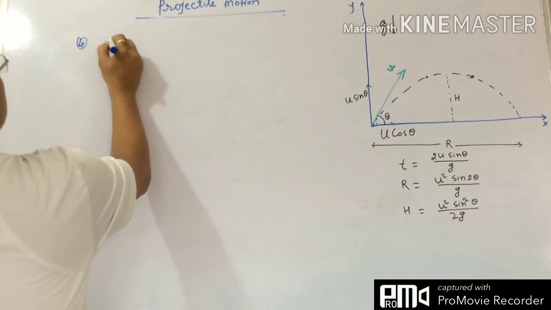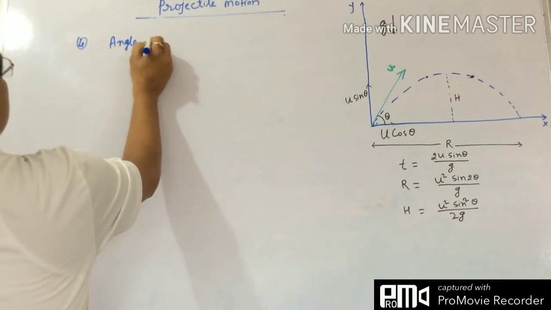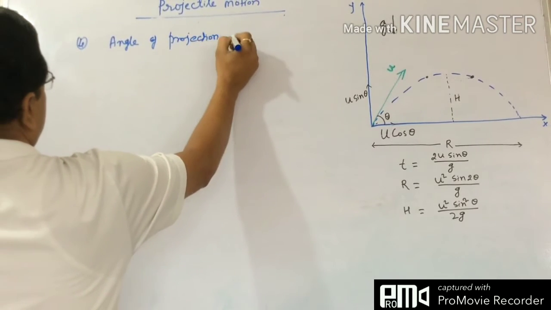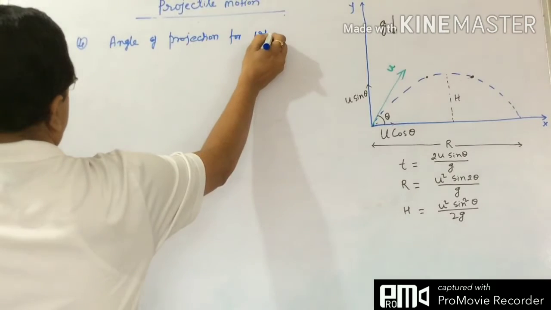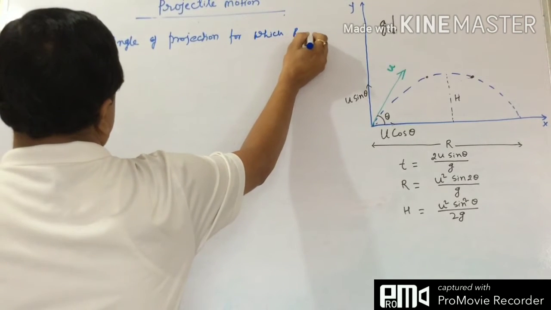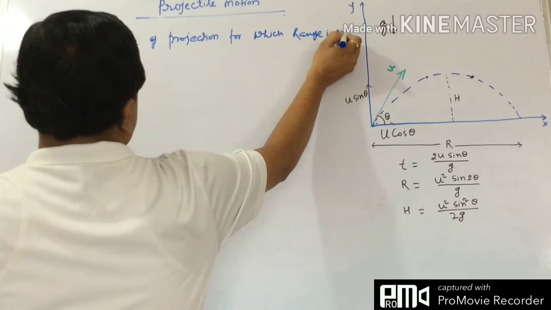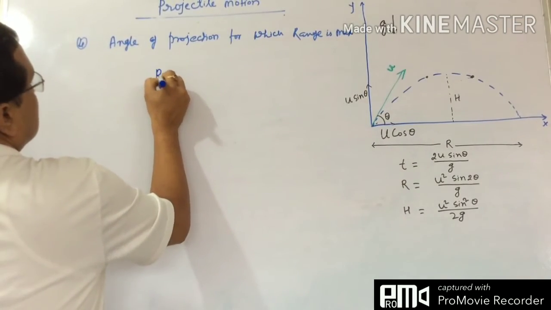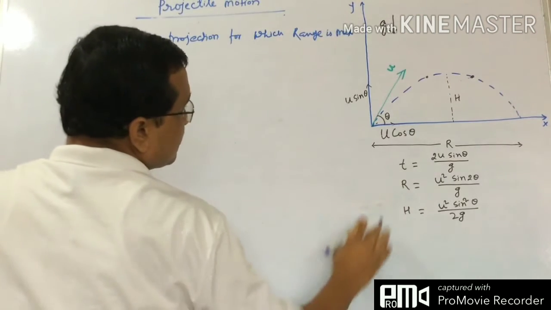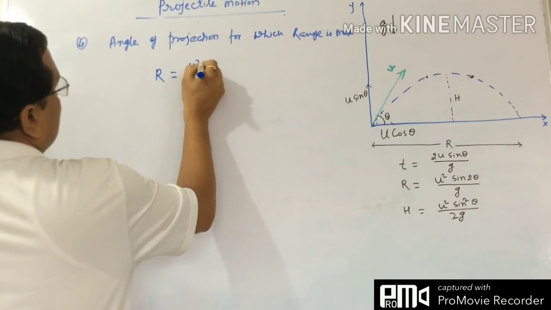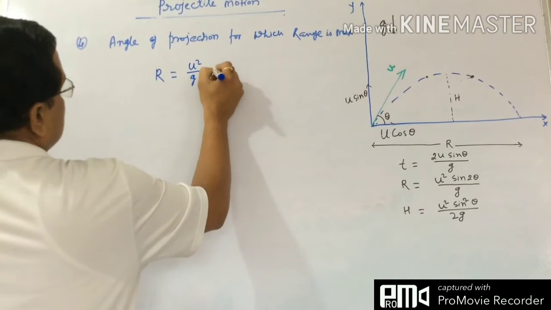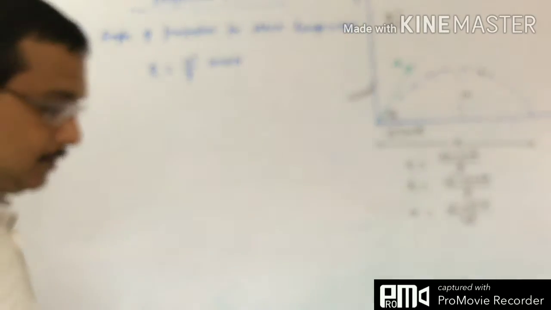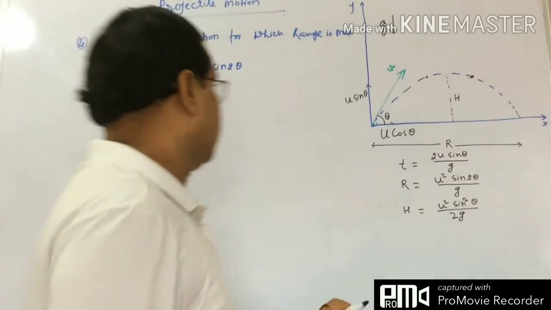Fourth one, angle of projection for which range is max, means R equals U square upon G sine 2 theta. We have to find out the value of R max.